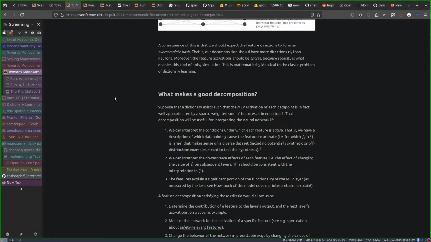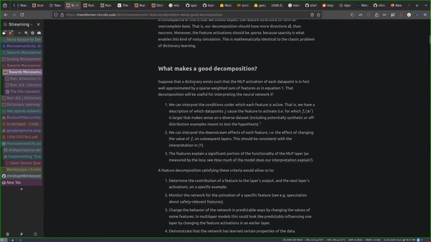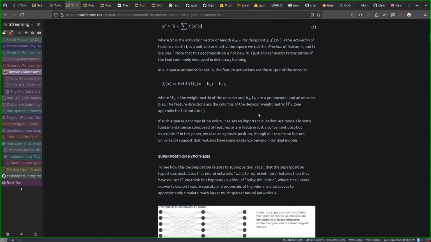Right, so what makes a good decomposition? Suppose that a dictionary exists such that the MLP activation of each data point is in fact well approximated by a sparse weighted sum of features as in equation 1.